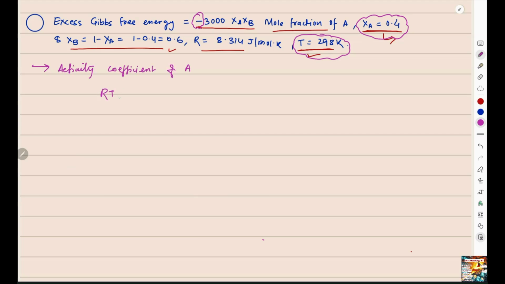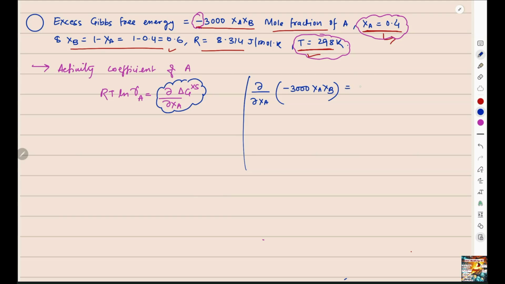That is, we can write RT ln gamma A equals del by del XA of the excess free energy. Now we have to differentiate this term, that is del by del XA of the Gibbs excess free energy, that is minus 3000 XA XB. We can write this as minus 3000 del by del XA of XA into (1 minus XA), and after differentiating we will get minus 3000 into (1 minus 2 XA).